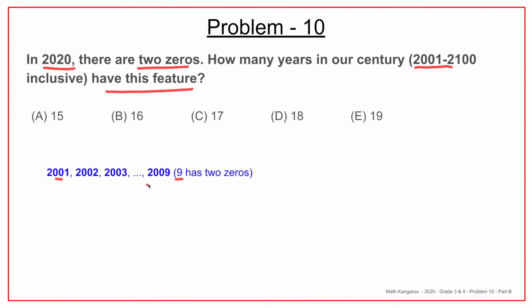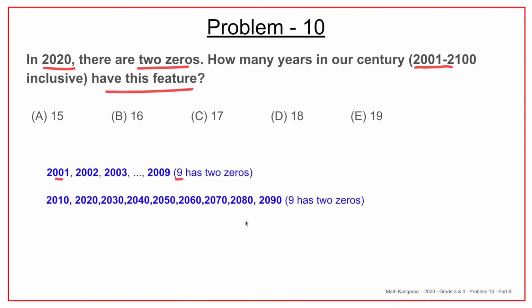Next step, we take it from 2010 to 2019. So how many have 2 zeros in here? 2020, 2030, 2040, 2050, 2060, 2070, 2080, 2090, and again we have 9. Last, we have 2 zeros coming in 2100. That is 1. So we have 9 plus 9, 18, 18 plus 1, 19. So our answer is option E, 19.